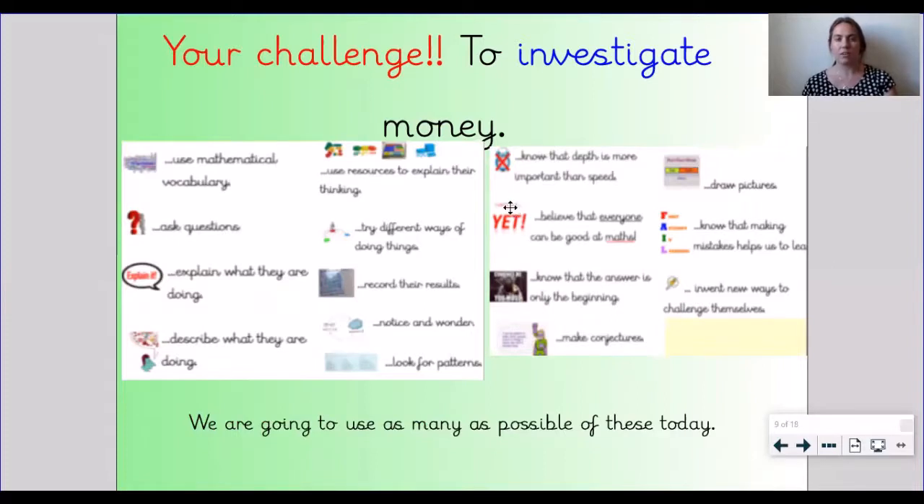It's not a question of how fast can you find out your answers. Just take your time to see if you can find all of the answers. And don't forget the most important, believing that everyone can be good at maths. Okay, so we can all work this out and just see how many of these you can use today. Perhaps at the end of the session, you want to come back to this slide and check off how many of them you have completed.